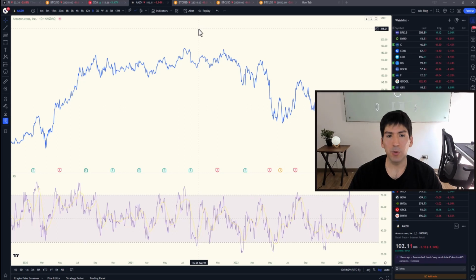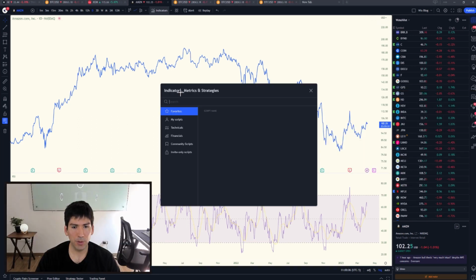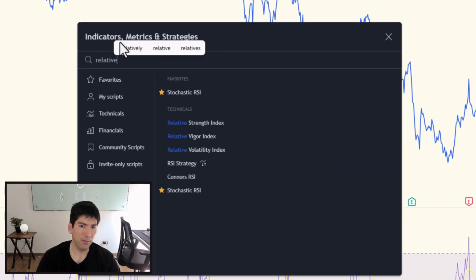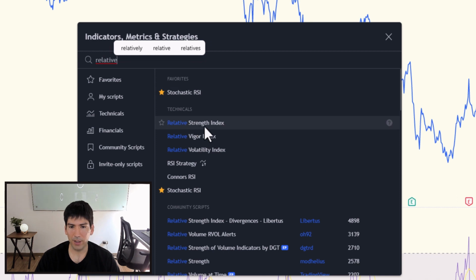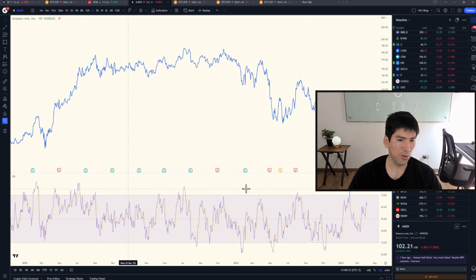So let's go straight to the charts. Alright guys, I'm going to show you first how to add the RSI to your TradingView chart. In this case, I already have the RSI here, but you have to go to indicators, type relative, and choose this one here, relative strength index. Once you choose this one, it will show you this indicator right here on the bottom.